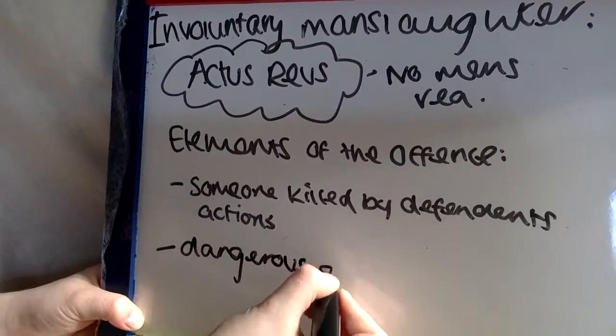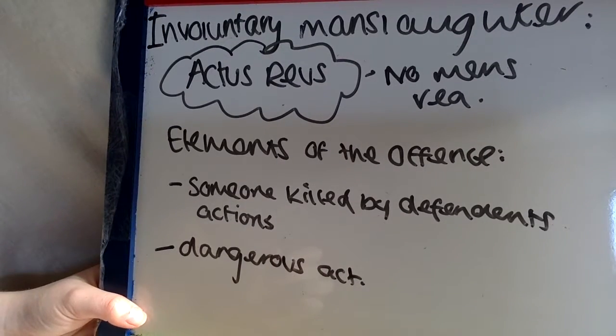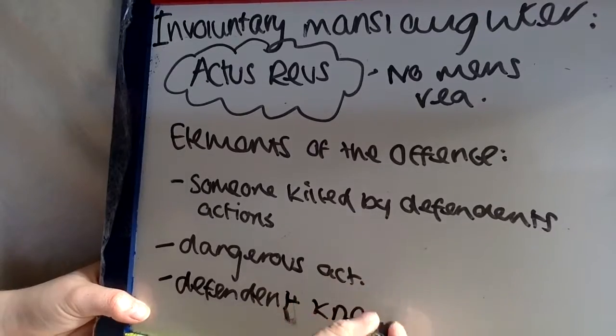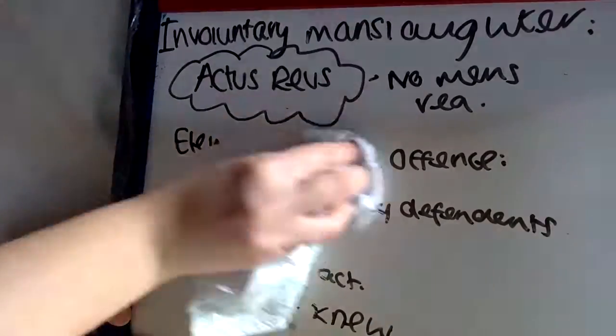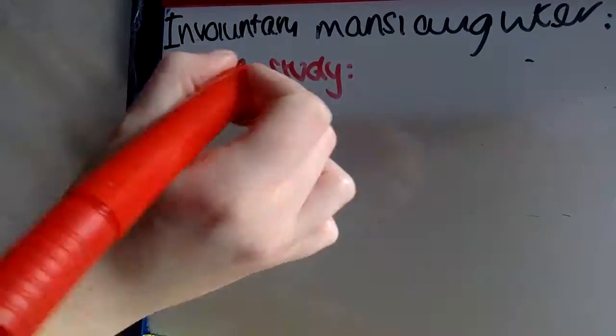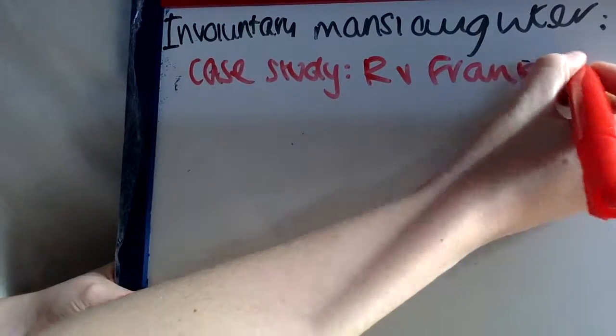Elements of the offence. Someone was killed as a result of the defendant's actions. The act was inherently dangerous to others or done with reckless disregard for human life. The defendant knew, or should have known, his or her conduct was a threat to the lives of others.